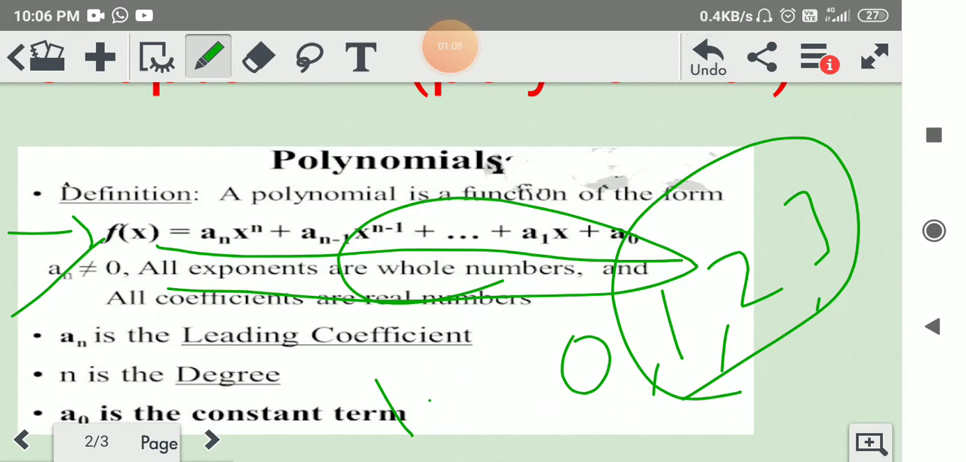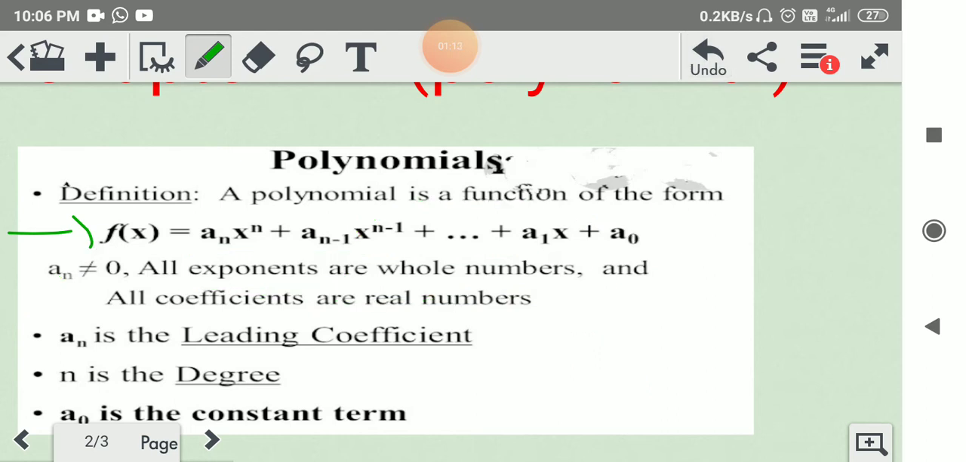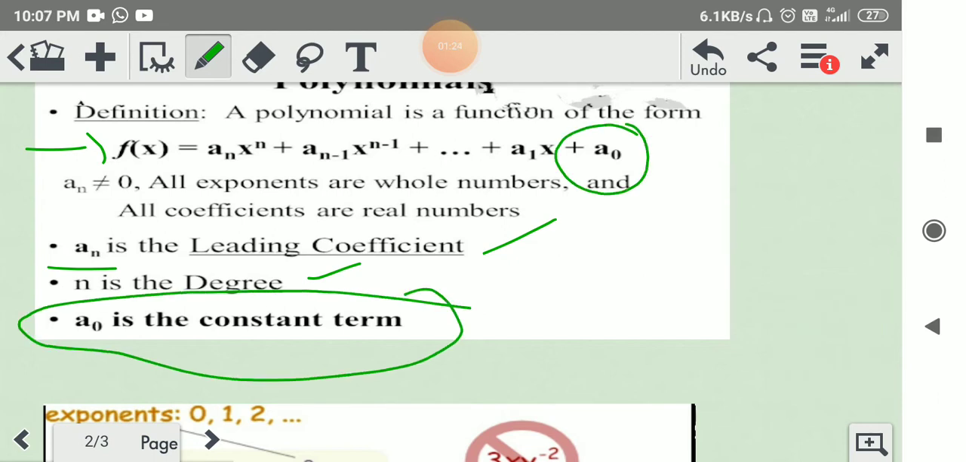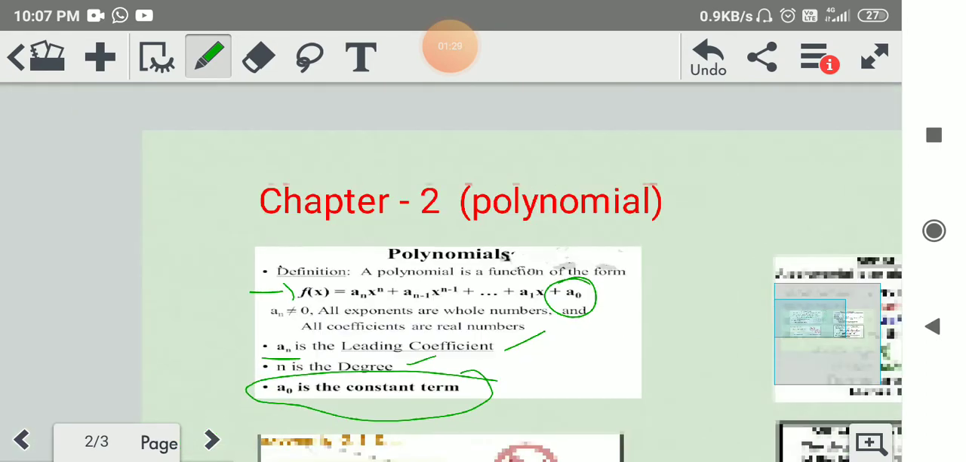Here n is the degree of the polynomial. n is the degree and a_n is the leading coefficient, and a_0 is the constant term. This is the constant term. This is the definition of polynomials.